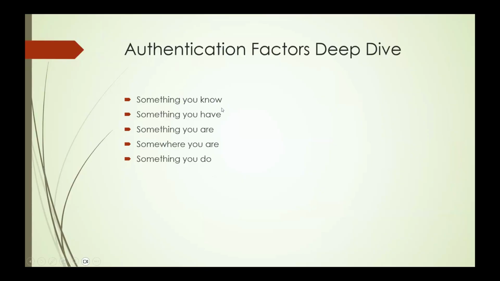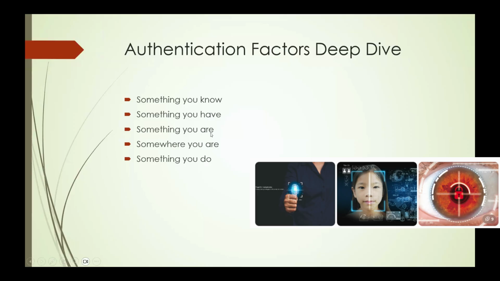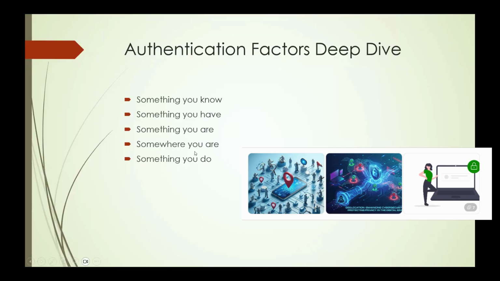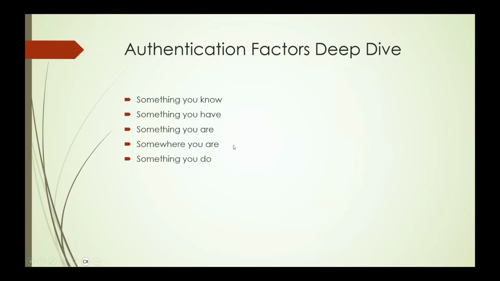The second factor is something you have. So what will we have in general? Smart cards, OTP tokens, mobile phones, like we use authenticator apps, Okta Verify. Then something you are. This is about our biometrics. It can be fingerprints, retina scans, face recognition, voice recognition. And somewhere you are. So our GPS location, office network, country-based access, all this comes under somewhere you are.